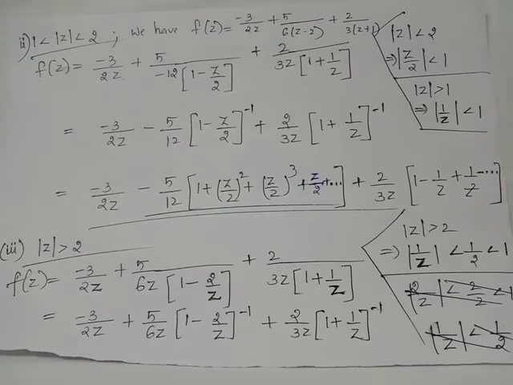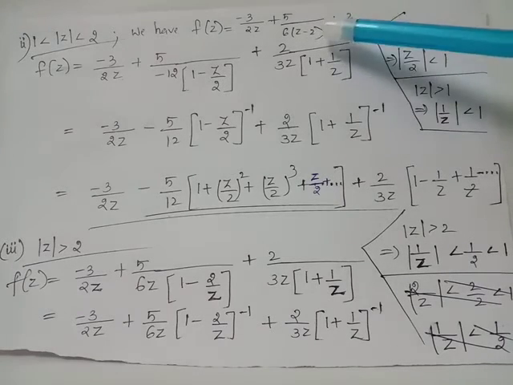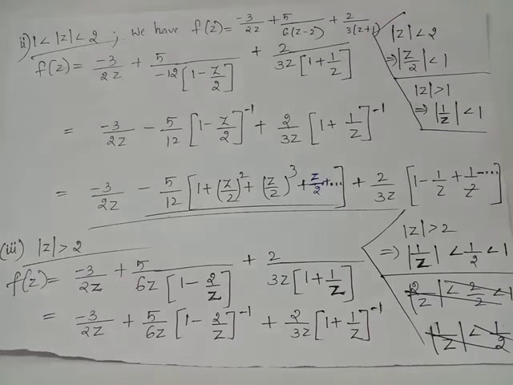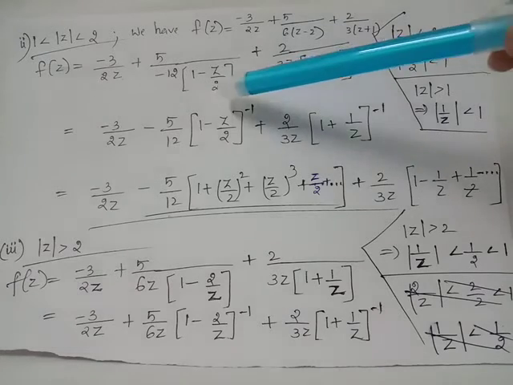In the second region, 1 less than modulus of z less than 2, we have from modulus of z less than 2, modulus of z by 2 less than 1, and from the inequality modulus of z greater than 1, when you take reciprocal, this inequality is reversed from greater than to less than, and we have 1 by z whose modulus is less than 1. Now we rewrite z minus 2 as minus 2 times 1 minus z by 2 and we get this term.